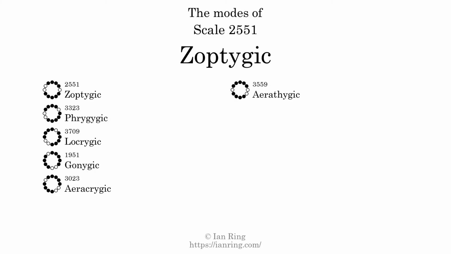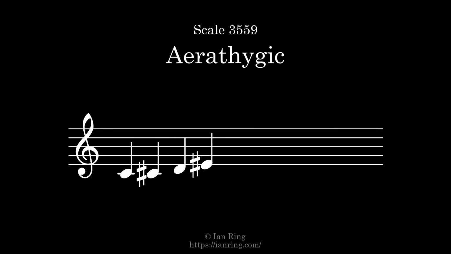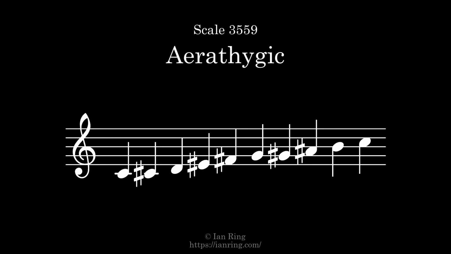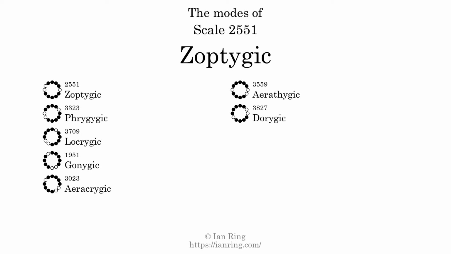The sixth mode is scale 3559, also known as erythagic. It sounds like this. The seventh mode is scale 3827, also known as dorigic. It sounds like this.